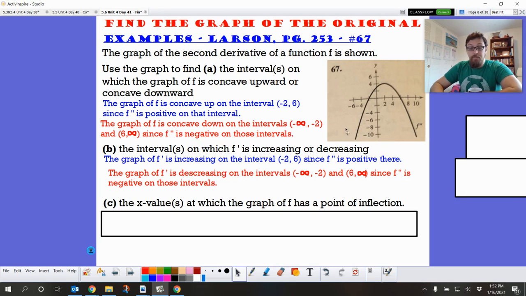And then it is decreasing on the intervals from negative infinity to negative 2 and 6 to infinity, where f prime is negative, because this is telling us what the slope of the derivative is, because that's what the second derivative is. It's just the derivative of the derivative, so it is the slope of the derivative. Because you can always replace the word derivative with slope.